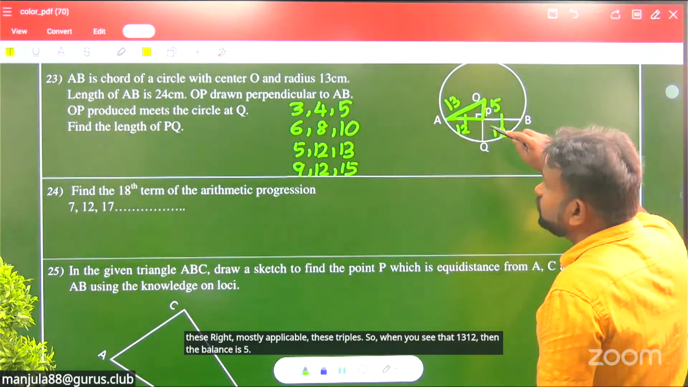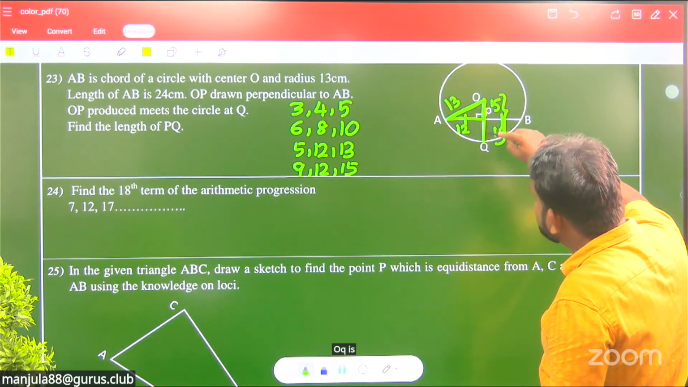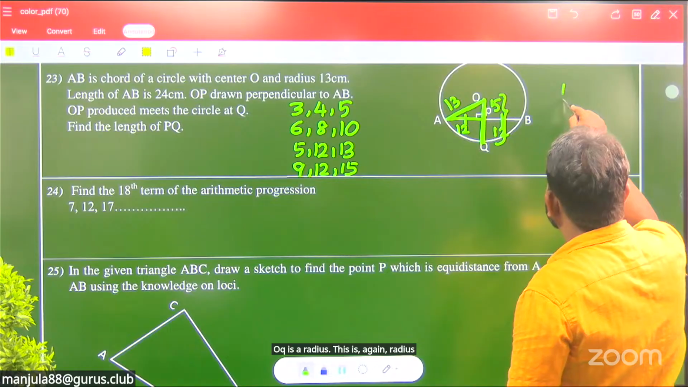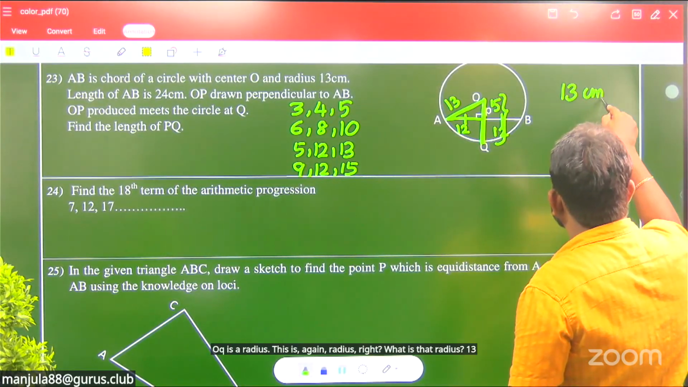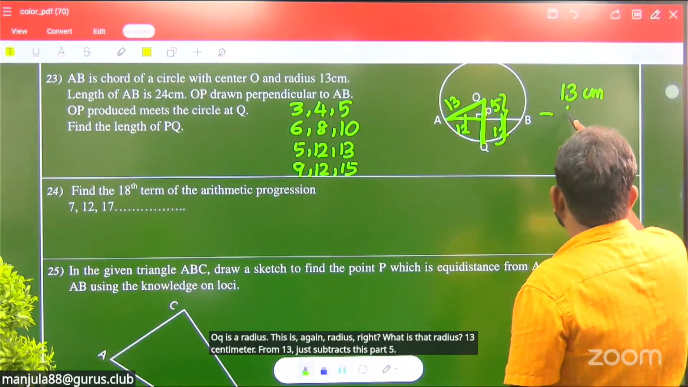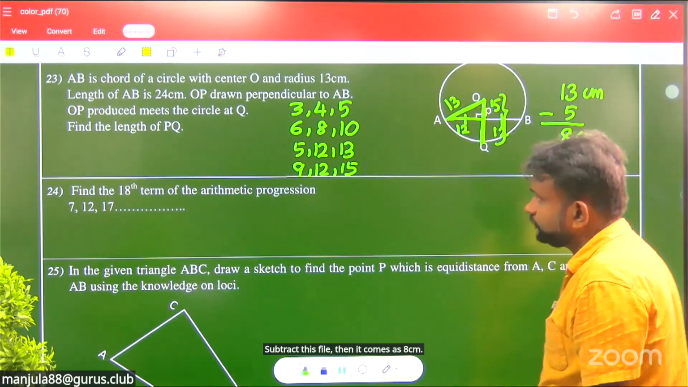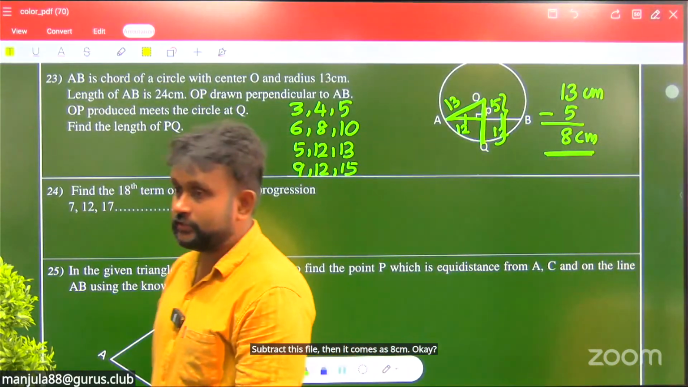Then they ask for the PQ length. You know that OQ is a radius, and this is again a radius. What is that radius? 13 centimeter. From 13, just subtract this part, 5. Subtract this 5, then it comes as 8 centimeter.